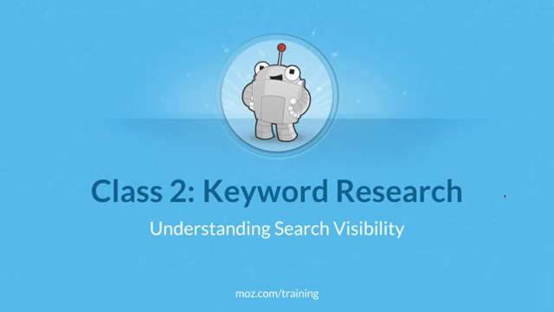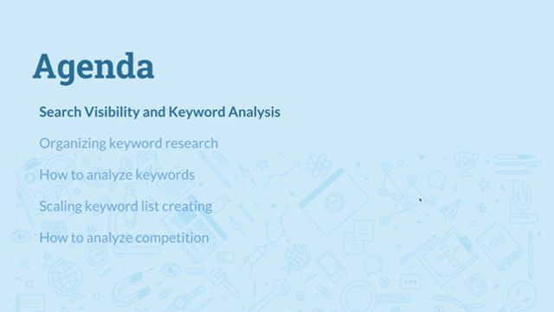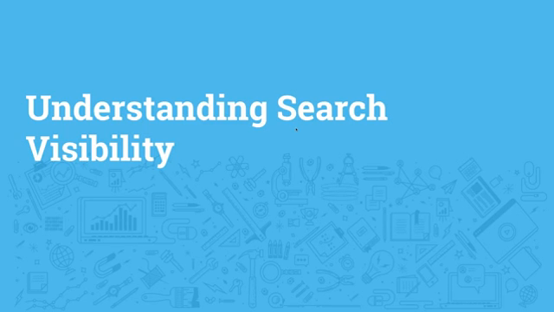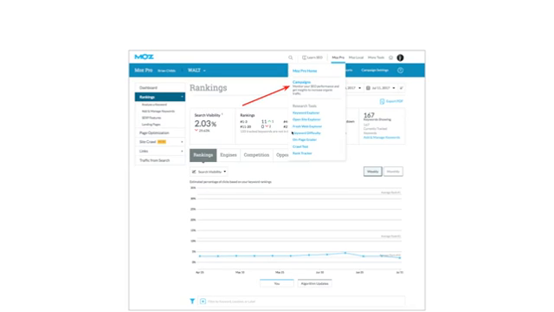Welcome to Class 2 of the SEO Bootcamp series, where we'll be discussing and reviewing keyword research best practices. In this module, we're going to be talking about this concept of search visibility. Class 2 keyword research is made up of these different items, and so we're here at the beginning talking about search visibility and its impacts on your keyword analysis and keyword selection. So let's dive into understanding this key concept of search visibility, which is helpful when doing analysis of keywords.